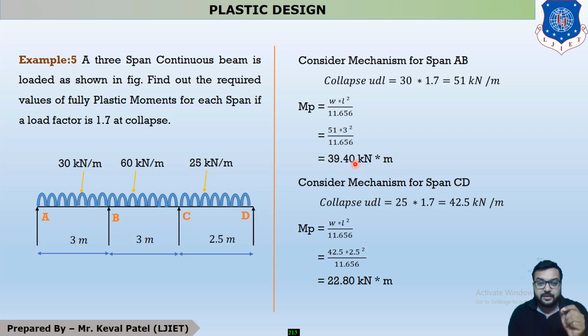Now, the calculation is similar for span CD, because you can see that support C is an intermediate support and support D is a simple support. So your span CD is a propped cantilever beam subjected to UDL of 42.5 kilonewton per meter. That's why your equation of MP is WL square by 11.656. Okay, so you will get your answer 22.80 kilonewton meter.